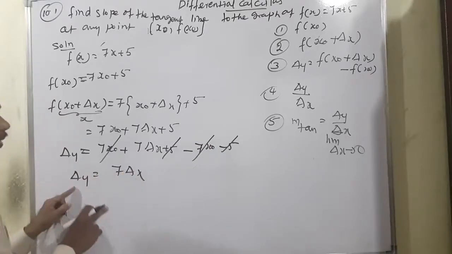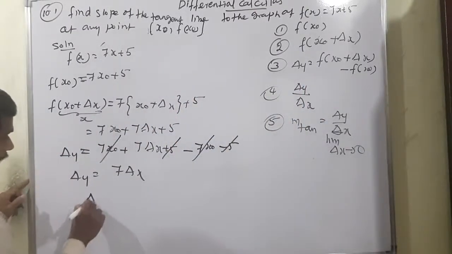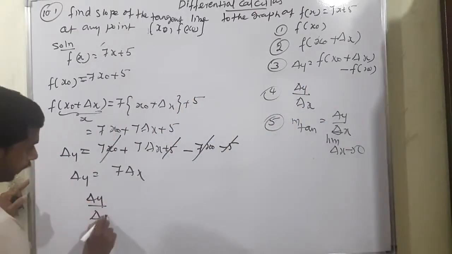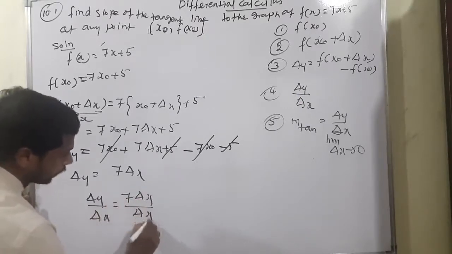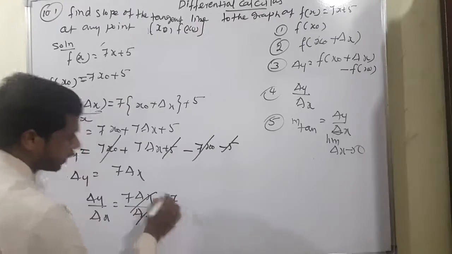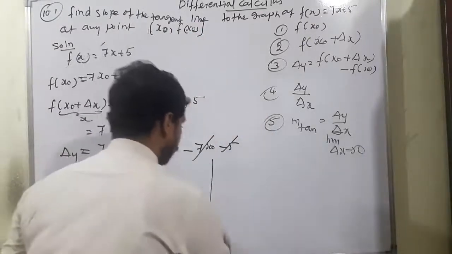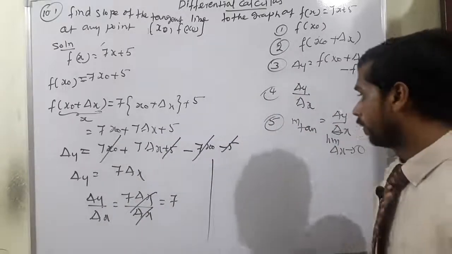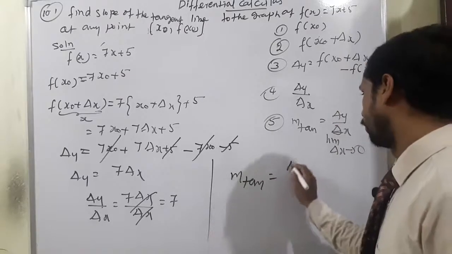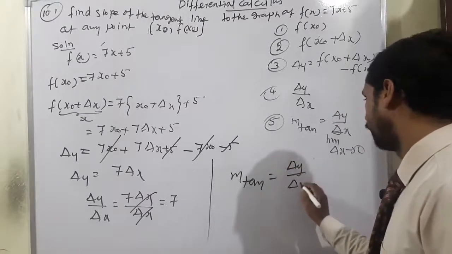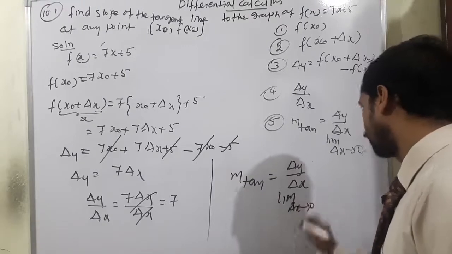After getting the y value, we just have to apply del y divided by del x. So the fourth condition, del y divided by del x is equal to 7 del x divided by del x. So del x cancels, which means the value is 7. The final one, slope of the tangent. Therefore the formula we apply is m tangent is equal to del y divided by del x, where the limit is considered for del x tends to 0.